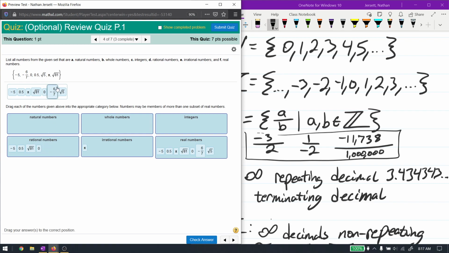Negative 6 over 7, this is an integer over an integer. So that's going to be a rational number. And the square root of 5, 5 is not a perfect square. Therefore, it is irrational. You see, most of these numbers are rational, and only two of them are irrational.